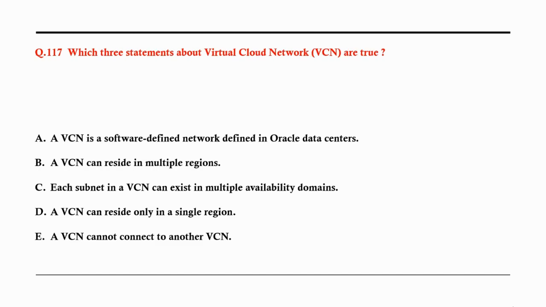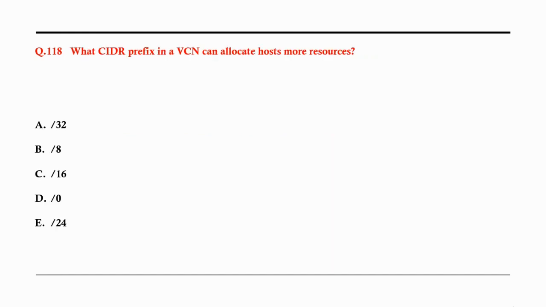Question 117. Which three statements about a virtual cloud network are true? A, C, and D are the correct answers. A stands for a VCN is a software-defined network defined in the Oracle data center. C stands for each subnet in a VCN can exist in multiple availability domains. And D, a VCN can reside only in a single region.